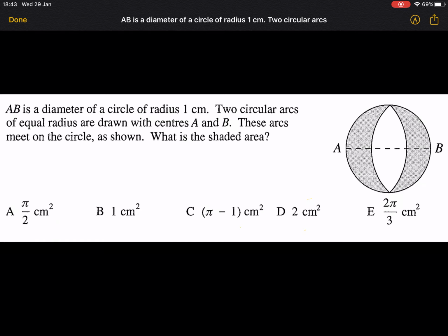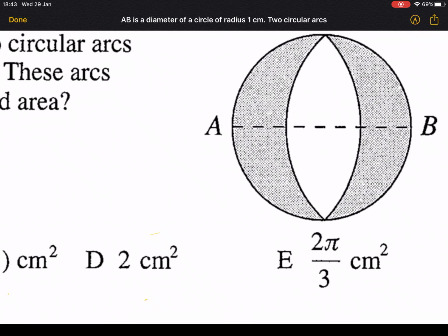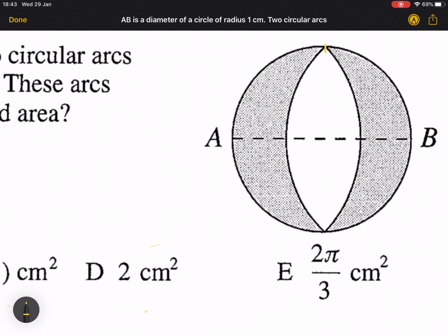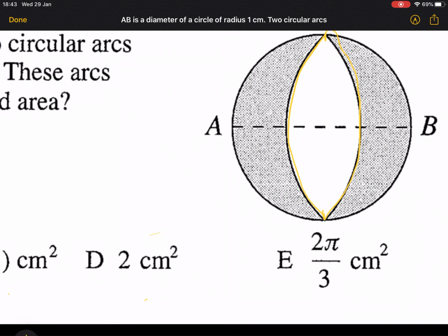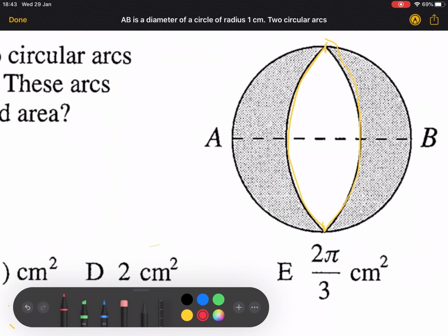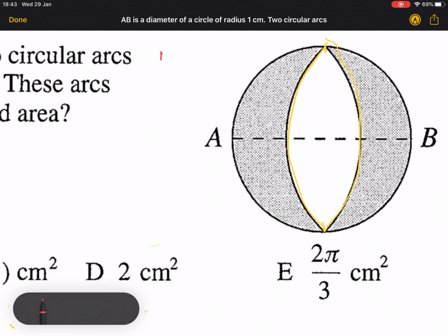To find the shaded area, overall what we want to do is find the area of our whole circle and subtract from it the area of the white space in the middle, so from here to here. So find the area of our whole circle first. We just do pi r squared. In our case, it's given that the radius is 1, so pi r squared would just be pi. So that is what we need to subtract from.